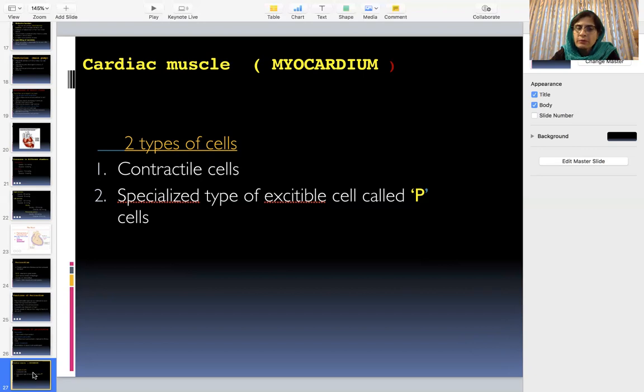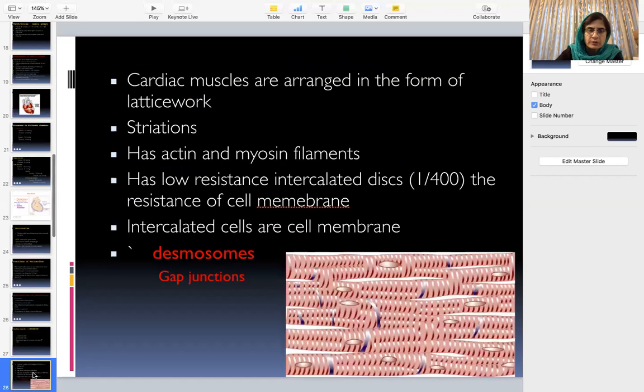The second is a specialized type of excitable cell called the P cells. They are not very contractile. They are meant for the transmission of the nerve impulse from the pacemaker throughout the whole muscle. So we have two types of cells in the heart: the contractile cells, which are responsible for contraction of the muscle, and the specialized excitable P cells, which are responsible for the pathway through which the cardiac impulse, the electrical activity originating from the pacemaker, is transmitted throughout the whole muscle. So these are the two types of muscle cells.